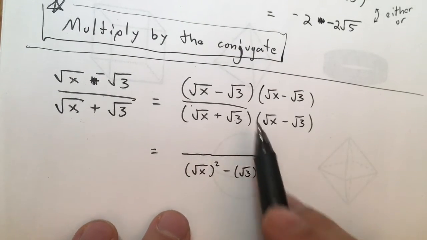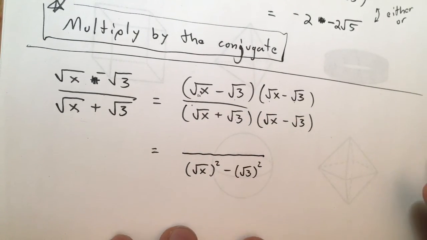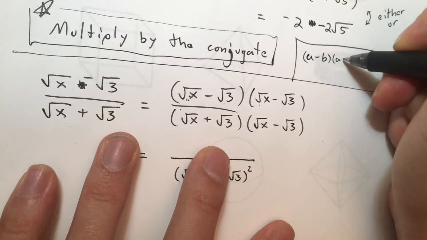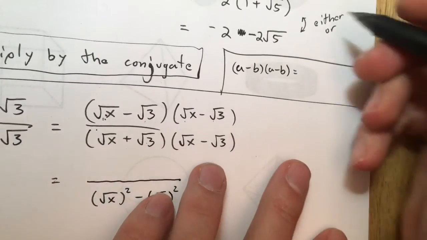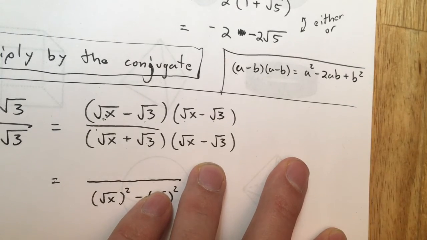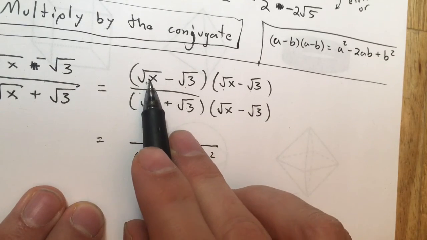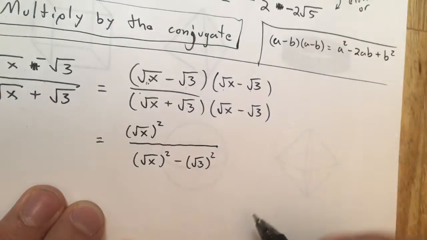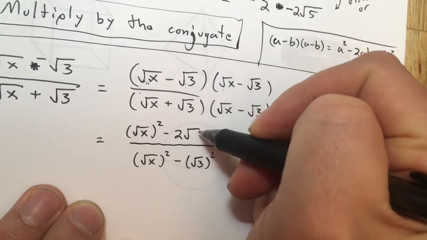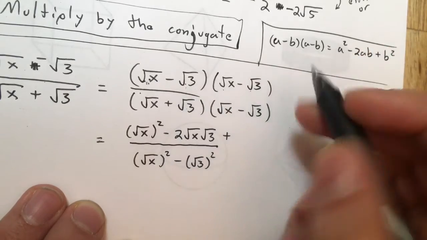And what happens in the numerator? Well, here we have a minus b times a minus b. What was the formula for that, if you recall? I'll write it up here. A minus b times a minus b. You might remember, you can work this out on your own to be sure, but it's a squared minus 2ab plus b squared. That's the formula for that product. So let's just use that. It's going to be a squared, so square root of x squared, minus 2ab, so minus 2 root x root 3, and then plus b squared, so plus root 3 squared.